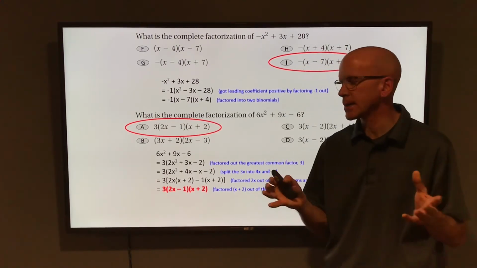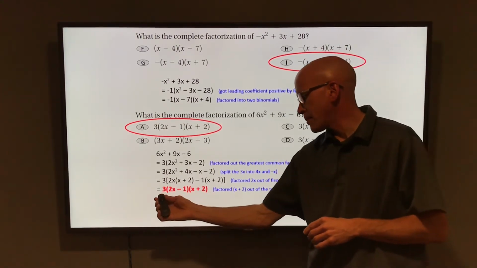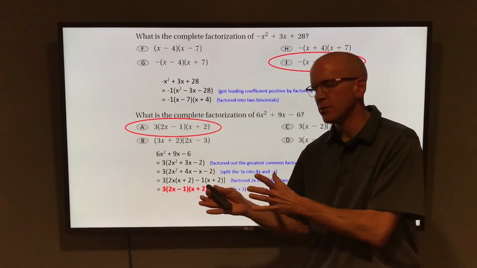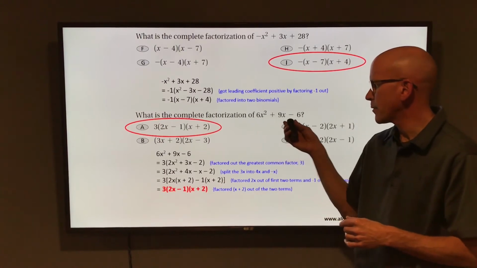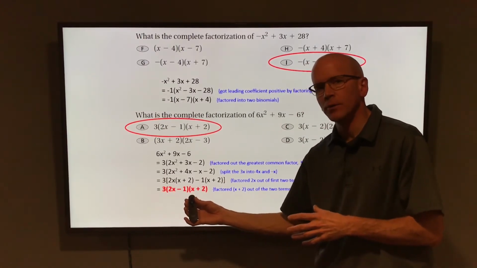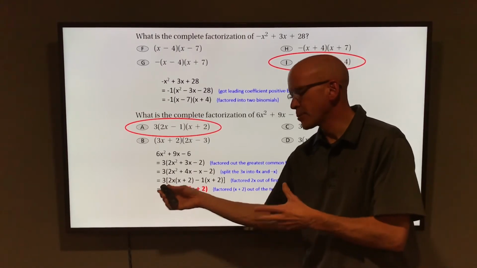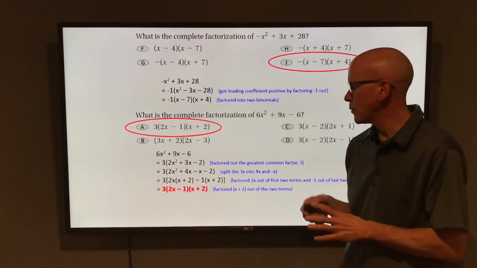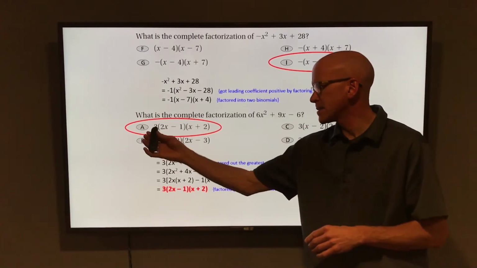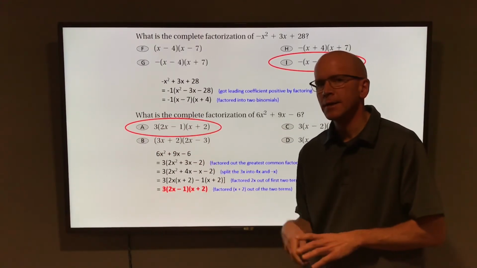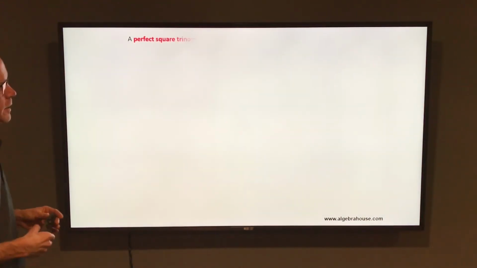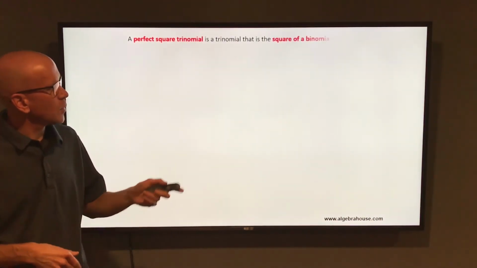If you want to check that, you could use the distributive property to 3. That's one way to do it. And then you'd have two binomials, multiply those back together. You would get what you started with. Or you could do the FOIL method, distributive property, with these two binomials first, and then distribute the 3 through that. You would still get what you started with. So completely factored, 6x squared plus 9x minus 6 is this 3 times 2x minus 1 times x plus 2, letter A. A perfect square trinomial is the square of a binomial.